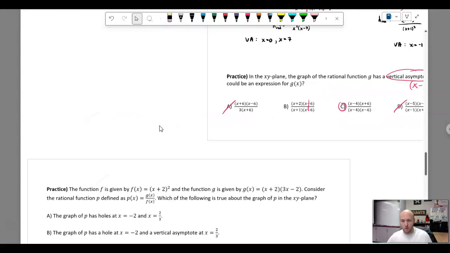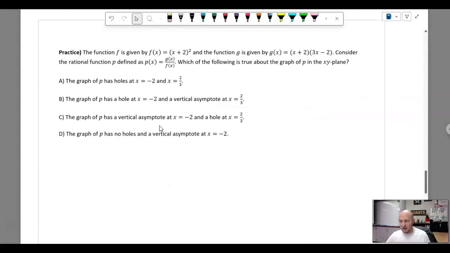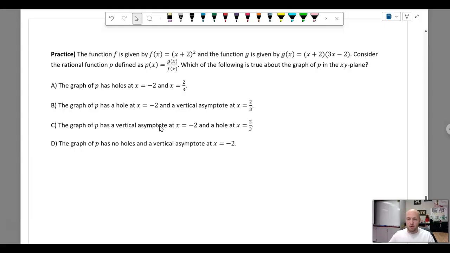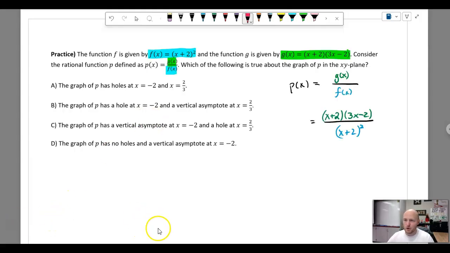Did you get it? Hopefully you did. Okay, last practice example here. Go ahead, pause me, try this one. Okay, we got College Board doing College Board things on this one. They give you a function f, they give you a function g, and then they give you a third function p, and they say p is g over f. So it's up to you to go ahead and decode this and substitute this function in.